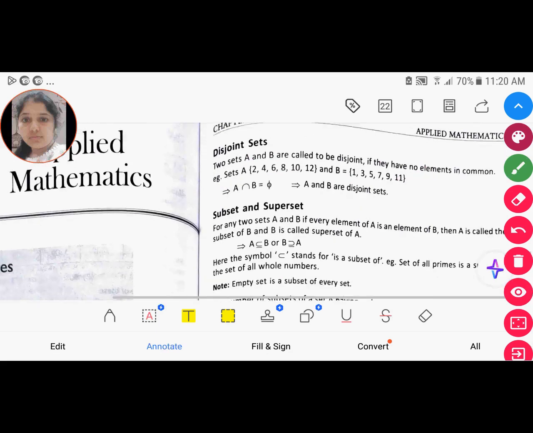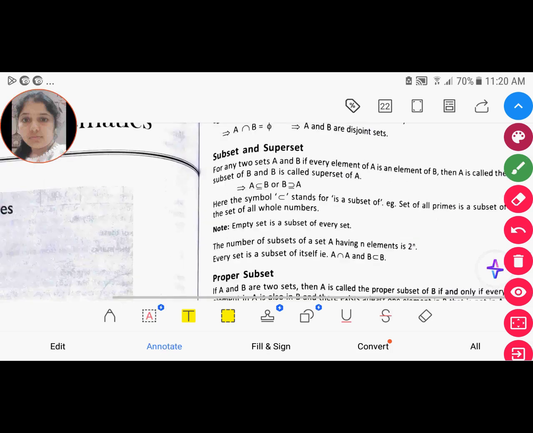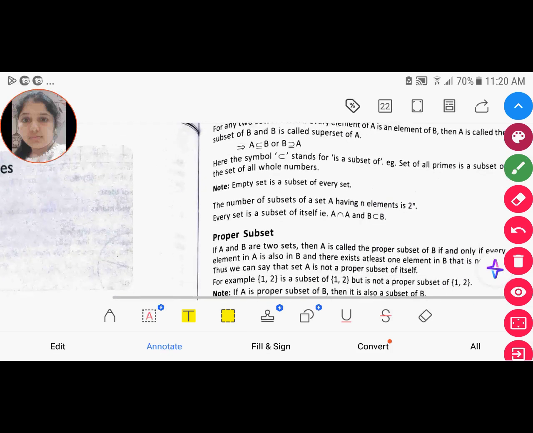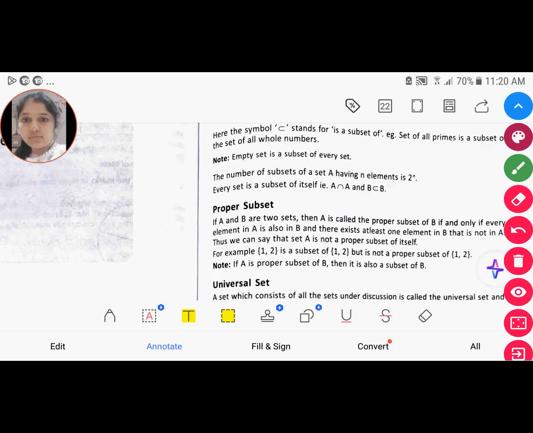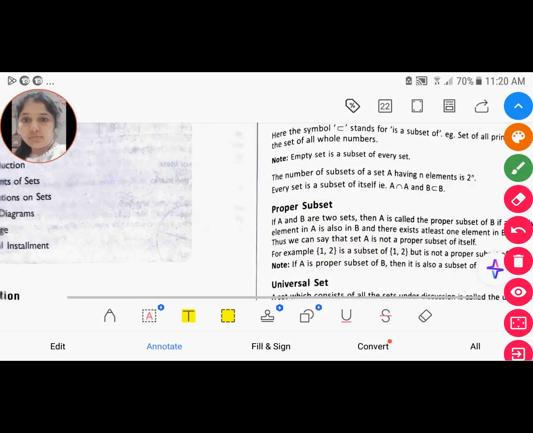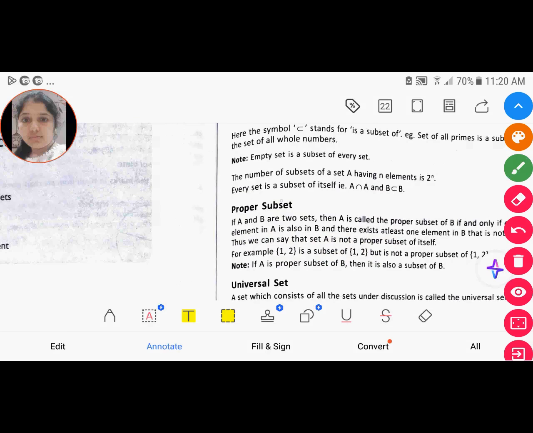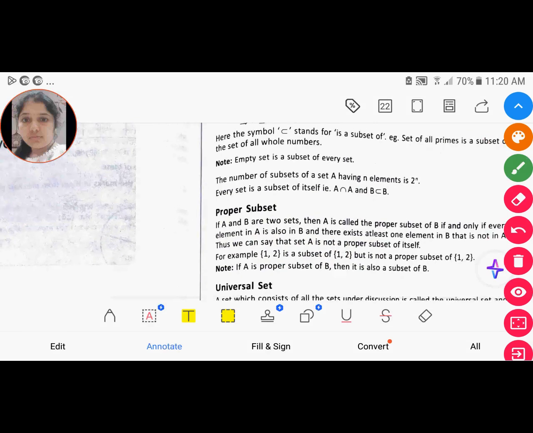Okay, now subset means if two sets are there and every element of one set is an element of B, then the first set is known as a subset of set B, and it is denoted by the sign like this, subset. Okay, empty set is a subset of every set, because empty set has no element, and that's why it is a subset of every set.